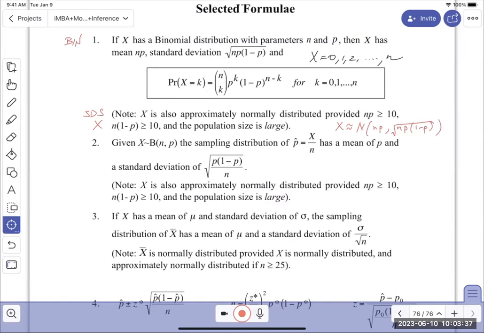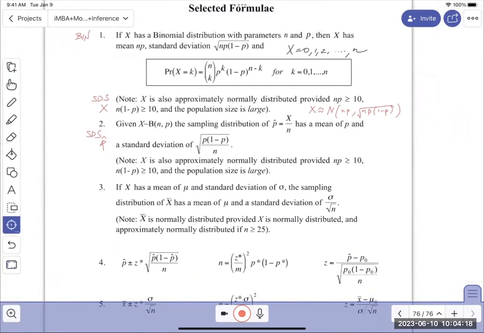That brings us to P hat. The sampling distribution of P hat has a mean of p and a standard deviation of the square root of p times (1 minus p) over n. That looks remarkably the same as this. All I did was divide them by n, and I got this and this. So this, number 2, is all about SDS, but on P hat. So that's the sampling distribution of a statistic, P hat, and that's for sample proportions.